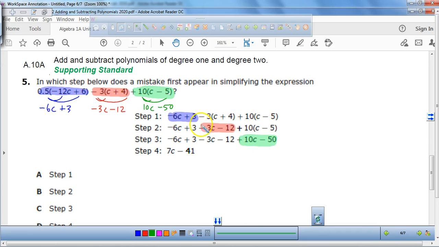Let's check their work. Looks like they got the first one right. They distributed that correctly. Looks like they got the second one right. They got that right. And looks like they got the third one right. So they must have messed up here. So how did they mess up?